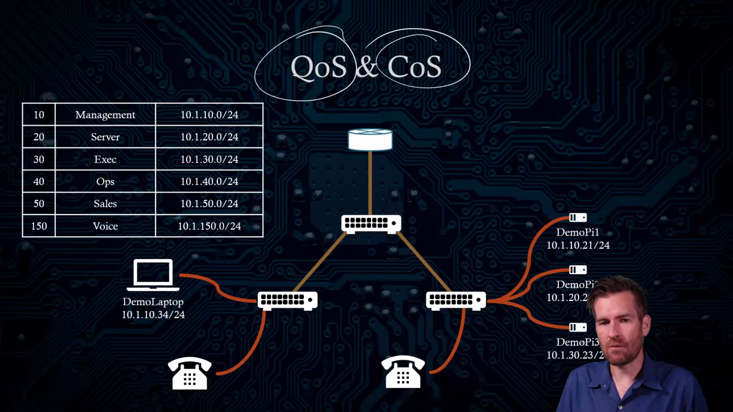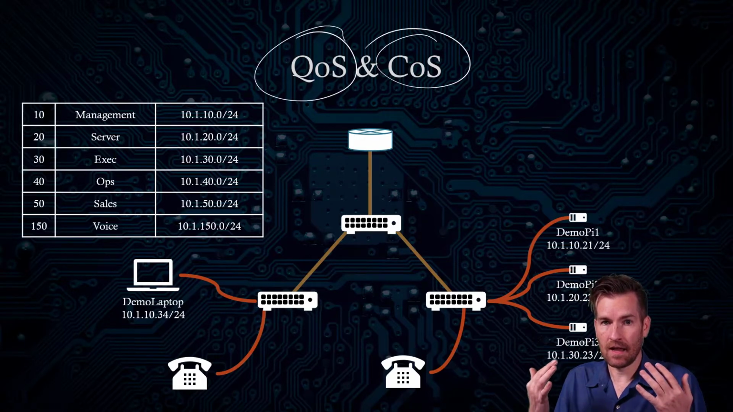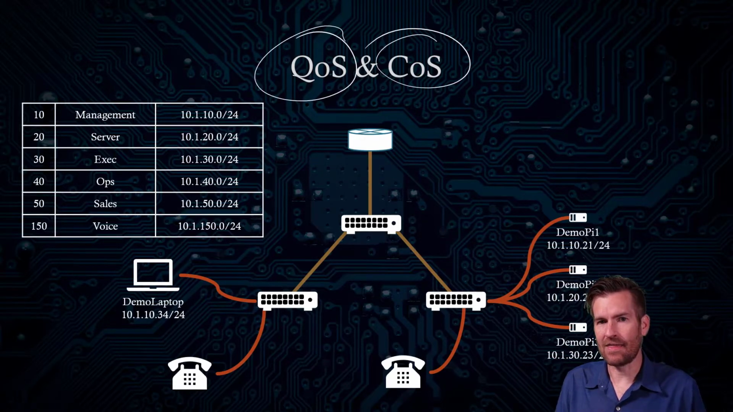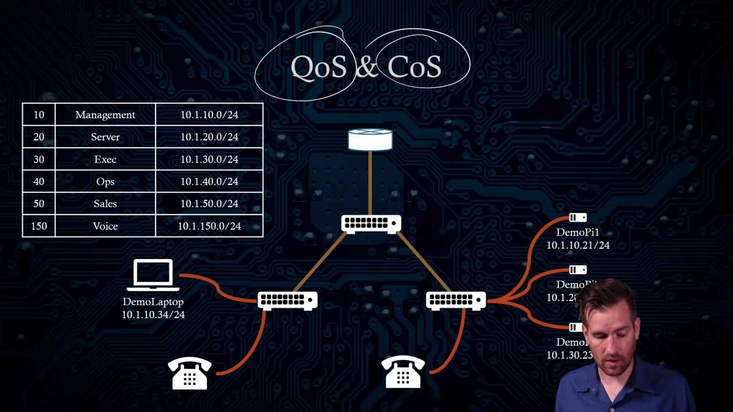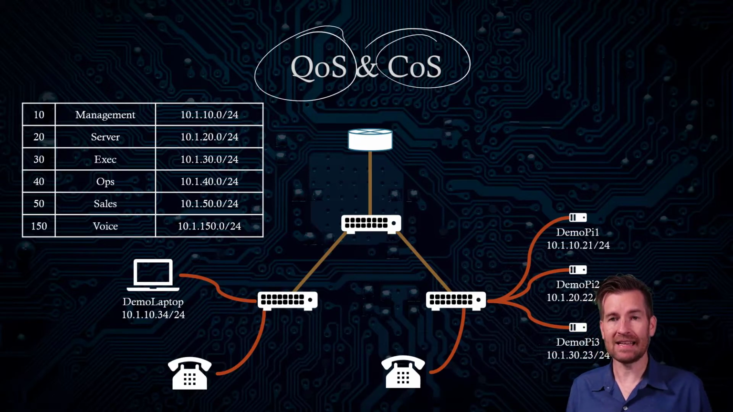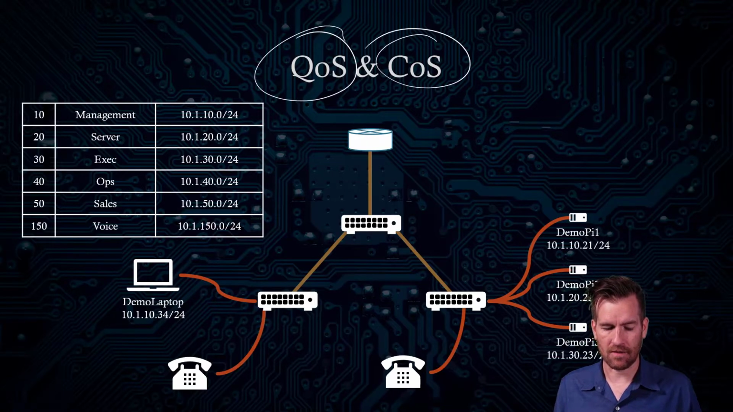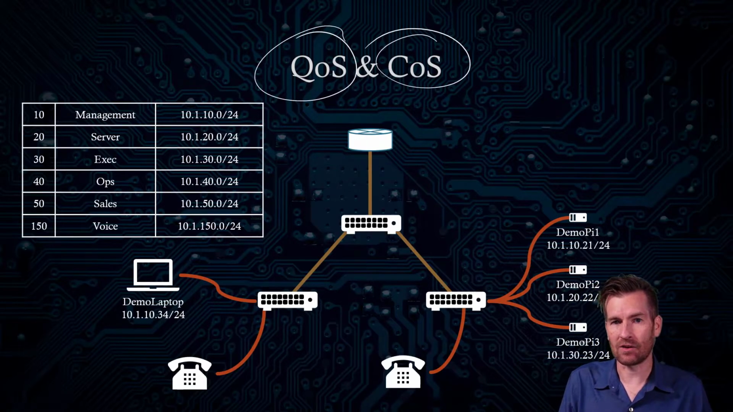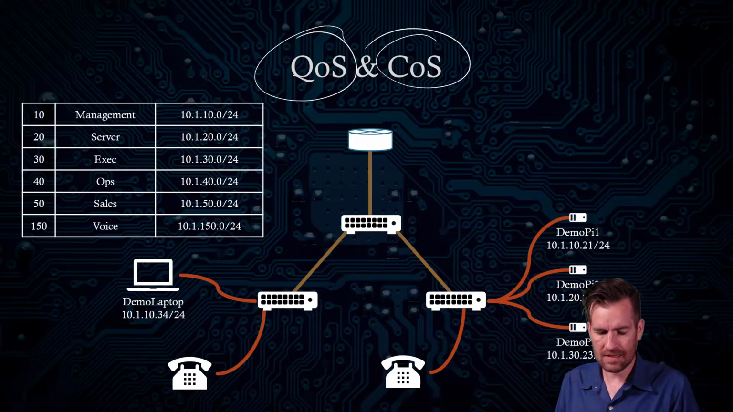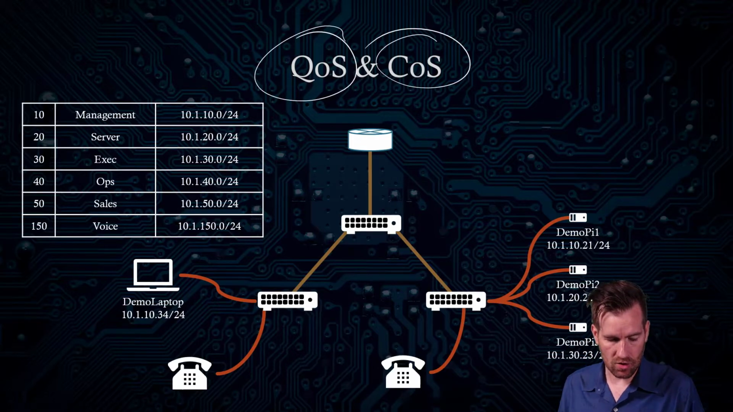And what we do is we assign a cost to these different traffic, and then that will prioritize the traffic according to that cost. So that is from a layer 2 perspective. So when you hear QoS, think layer 3. When you hear CoS, think of layer 2.